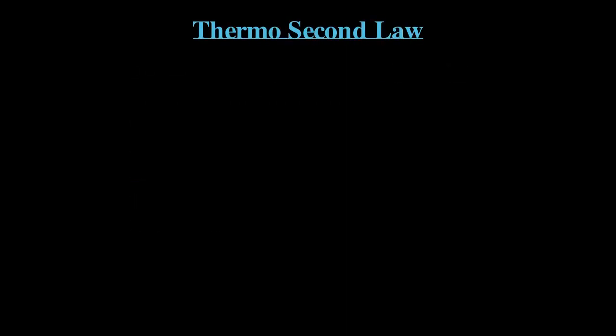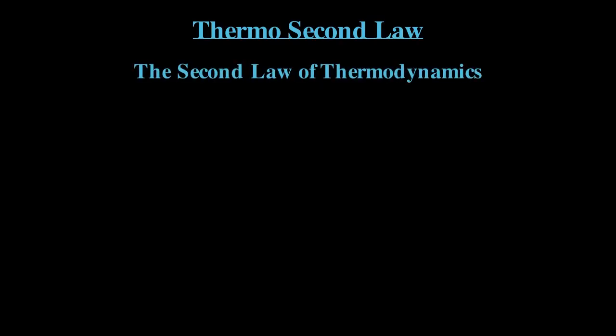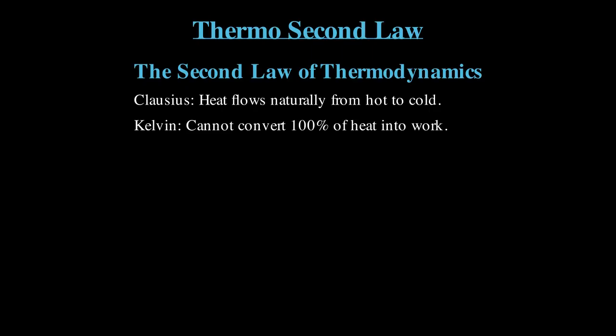The second law of thermodynamics is one of the most profound laws in science. It essentially tells us the direction that natural processes take. There are several ways to state it. The Clausius statement says that heat flows naturally from a hotter object to a colder one, and never spontaneously in the reverse direction without external work. The Kelvin statement says it's impossible for any engine to convert all the heat it receives into useful work. Some heat is always lost.